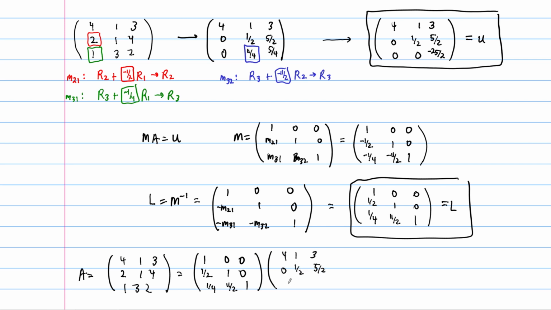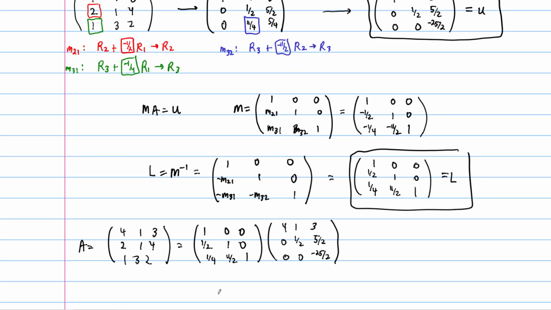So the upper triangular matrix, we'll see as we move forward in the semester, encodes a lot of information about the matrix A. The lower triangular encodes information about how to transform from one to the other, right? How to get between them. But this is the LU factorization of this matrix A.